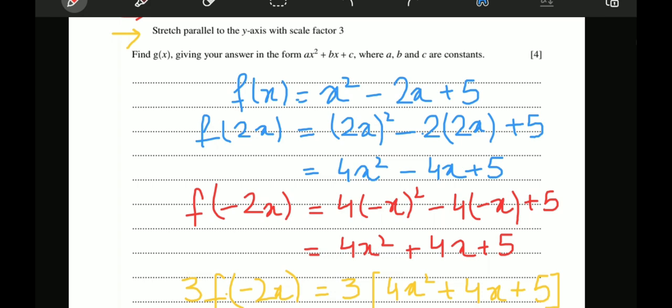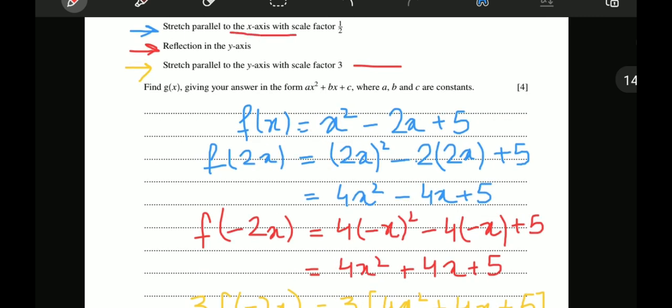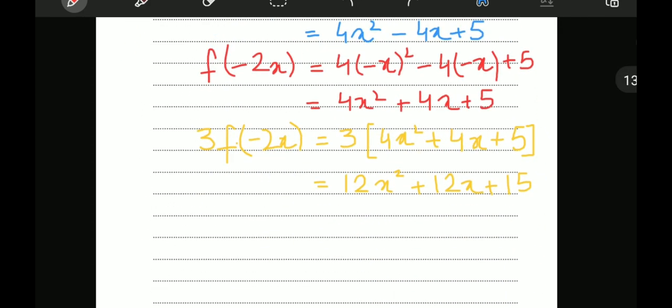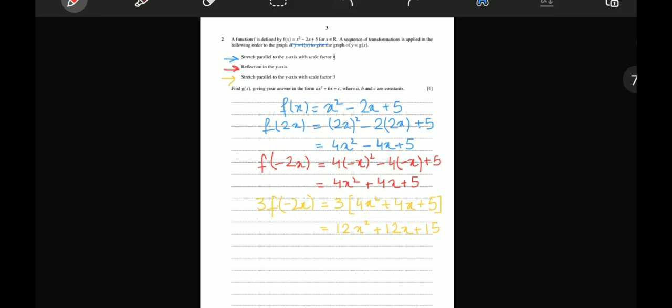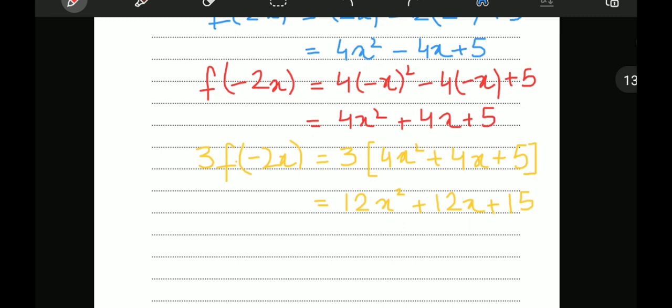Now stretch parallel to the y-axis with a scale factor 3. See, first it was the stretch parallel to the x-axis, so we multiplied inside the function with the 2, the reciprocal. Now if it is stretched parallel to the y-axis with the scale factor 3, then you are going to multiply it outside the function with the 3. So you are going to multiply the whole function with 3 and you will get 12x square plus 12x plus 15. So this is the sequence of transformations.